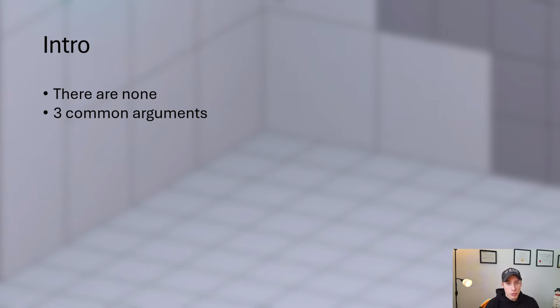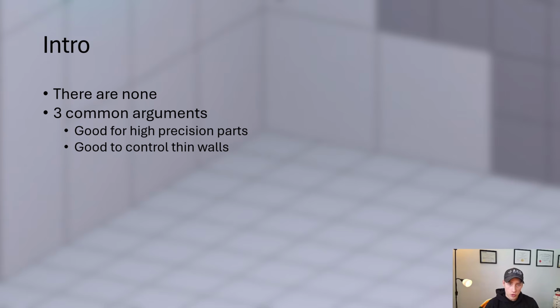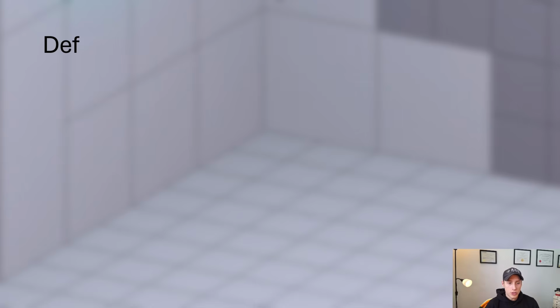There's three common arguments that I've heard. One is that it's good for high precision parts. The second is that it's good for controlling thin wall parts. And the third is that it's good for controlling rotating shafts. Before we get into the arguments for it and against it, let's look at the definition.